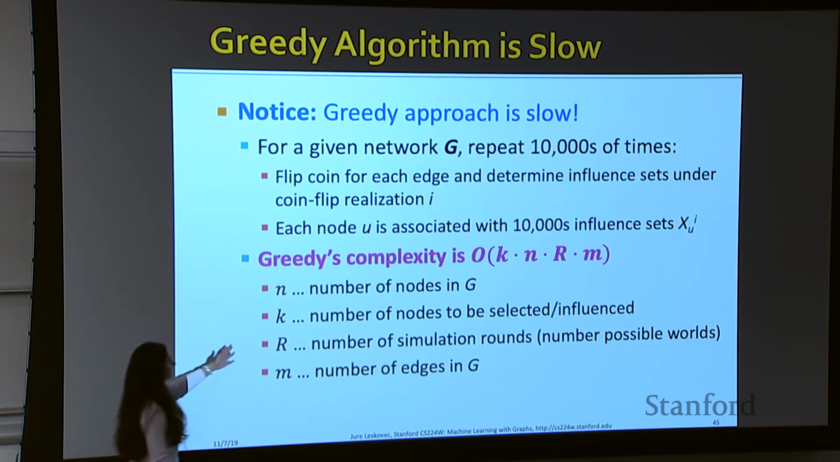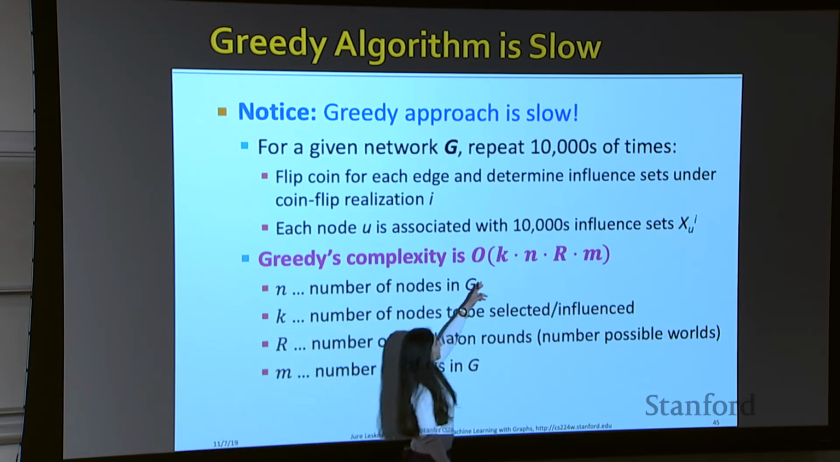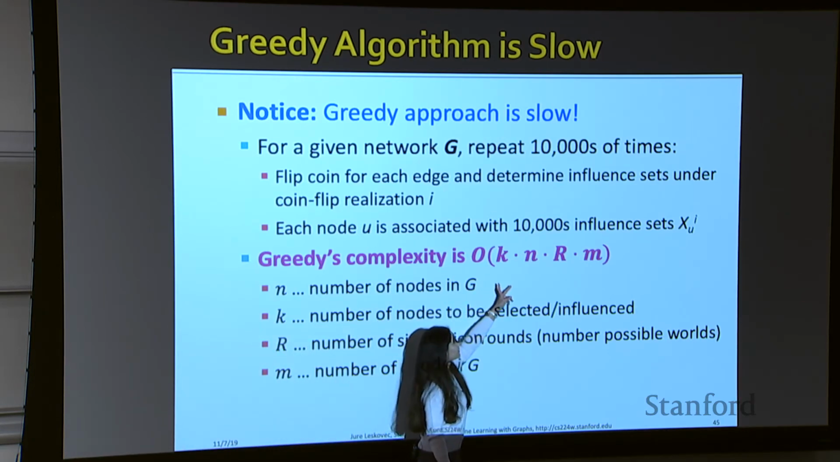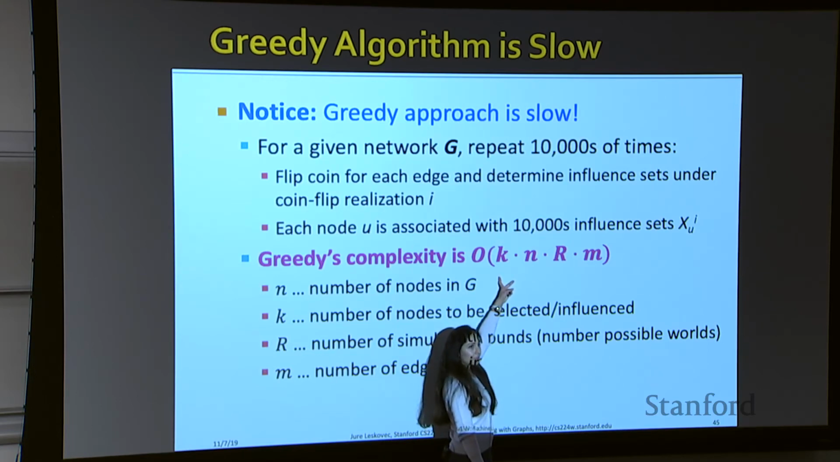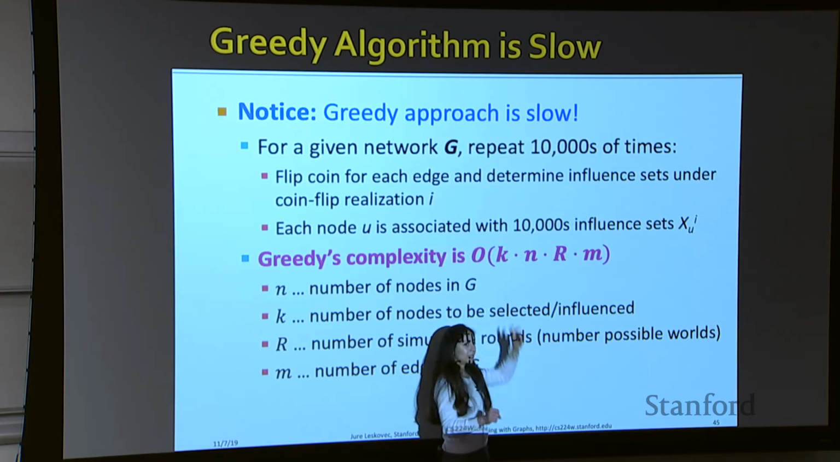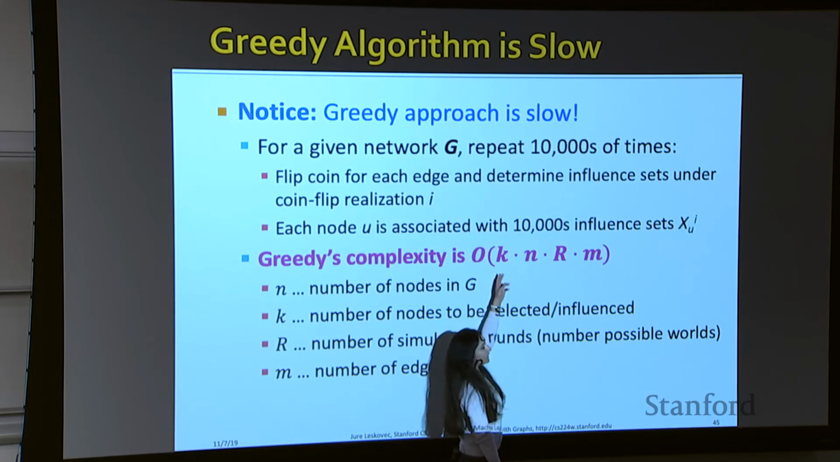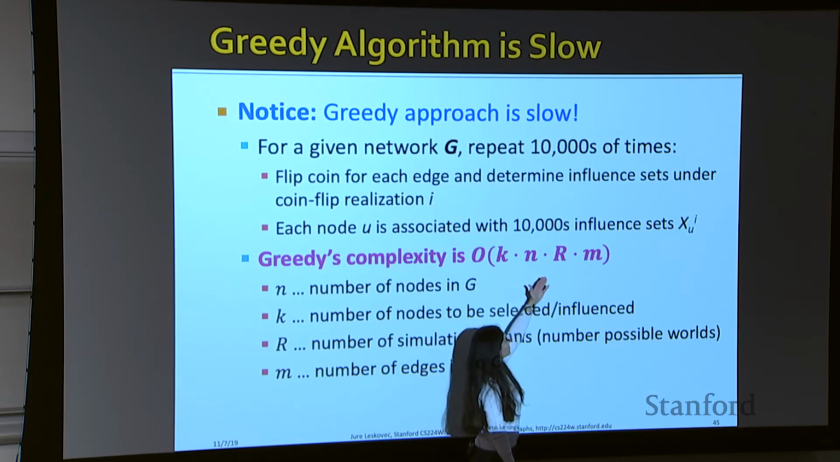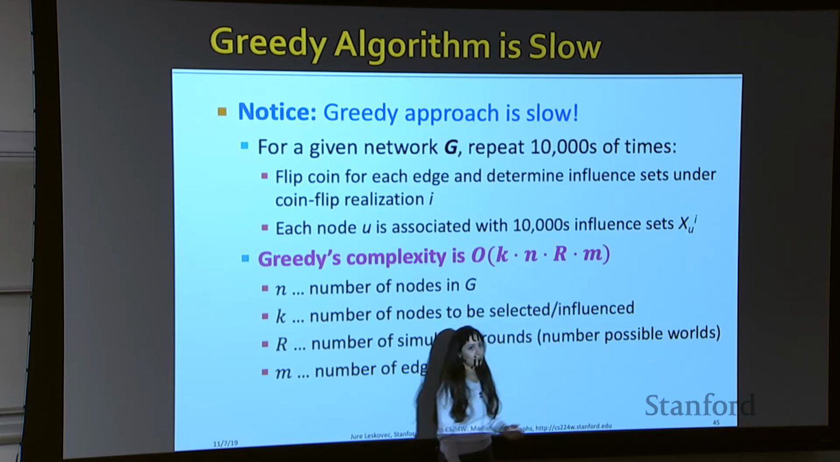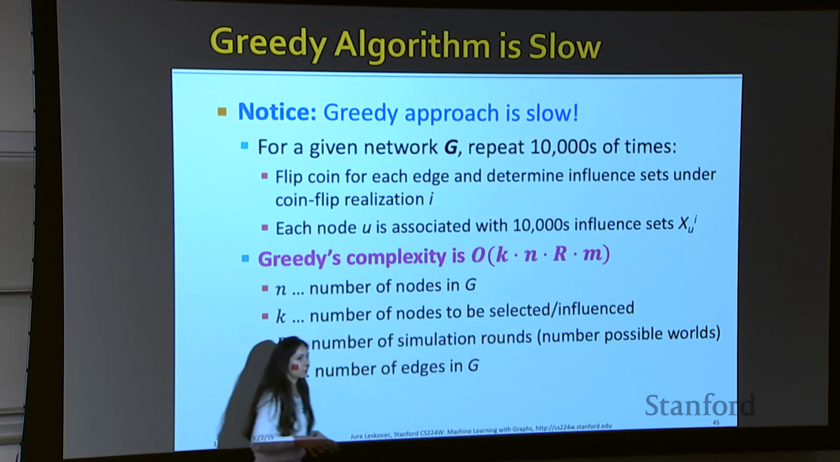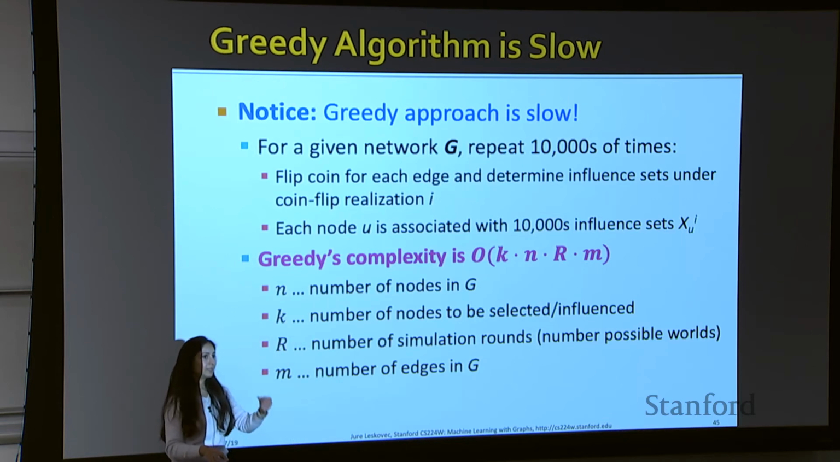The complexity of this process is k, the number of people we want to select, times n. This is the complexity of greedy itself, because we have to make k passes over all the people and select the best one greedily at each iteration. N is the number of nodes. R is the number of parallel worlds that we simulate. And M is the number of edges in the network. Because for each of those parallel worlds, you have to do a BFS and see how many people every single node can infect.